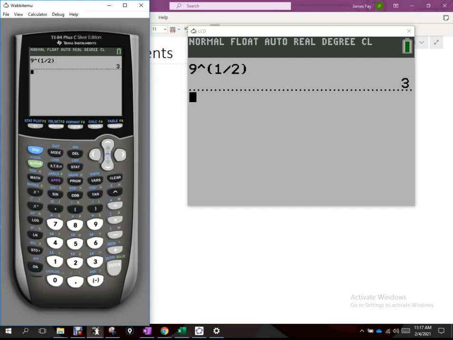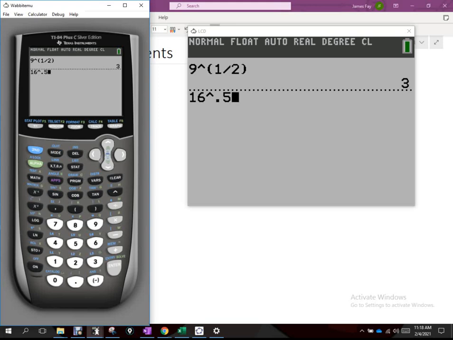Take 16, raise it to the 1/2 power again. I'm using 1 divided by 2. You can use 0.5 if you want, that's fine. But there will be times where it's not 1 divided by 2, maybe it's 1 divided by 3, and then I don't want to use 0.33333. I would want the fraction 1/3. That's how you do it, right? Yep, that'll work.